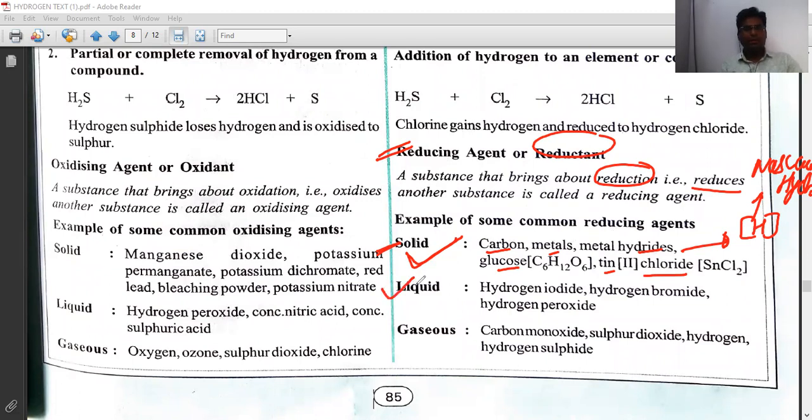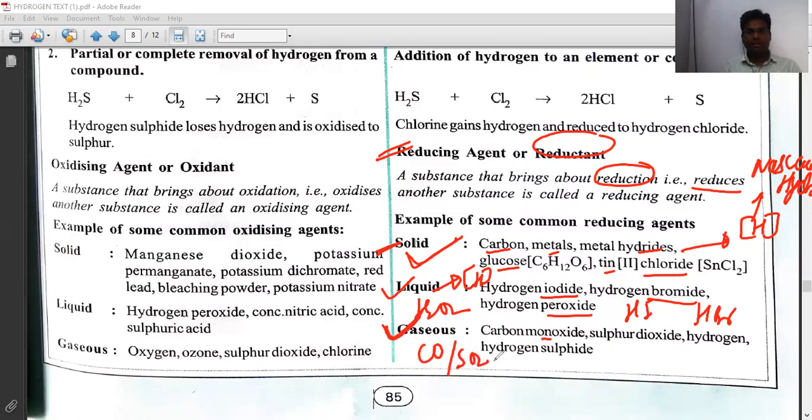Now the next examples of reducing agents in the liquid form are hydrogen iodide, hydrogen bromide, hydrogen peroxide. So hydrogen iodide is HI, hydrogen bromide is HBr, hydrogen peroxide is H2O2. These are the liquid forms of reducing agent which produce nascent hydrogen again. In a similar manner, the gases like carbon monoxide, sulfur dioxide, hydrogen gas, hydrogen sulfide also act as reducing agents.